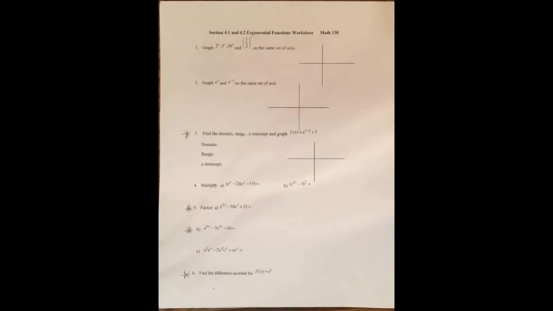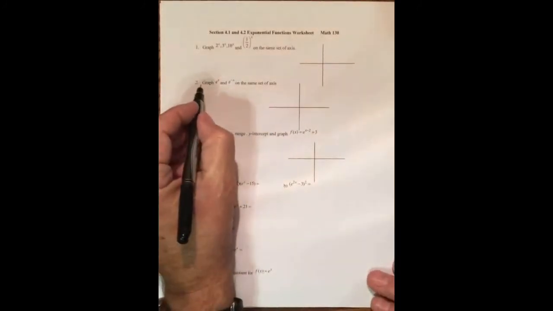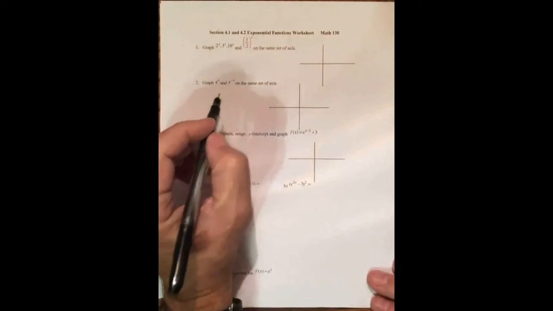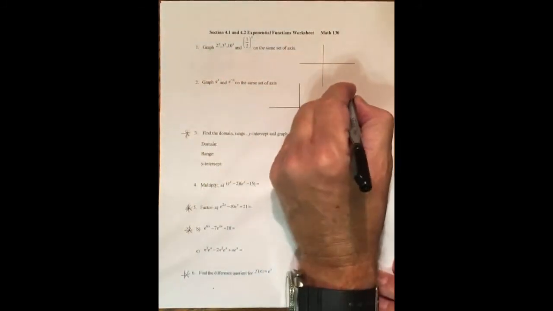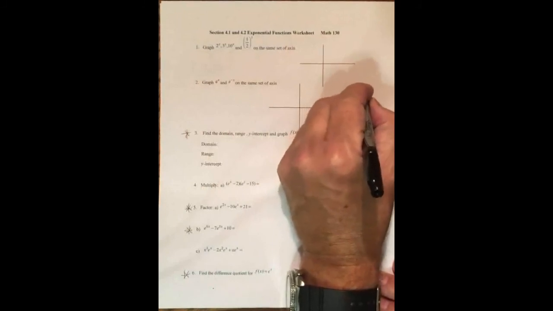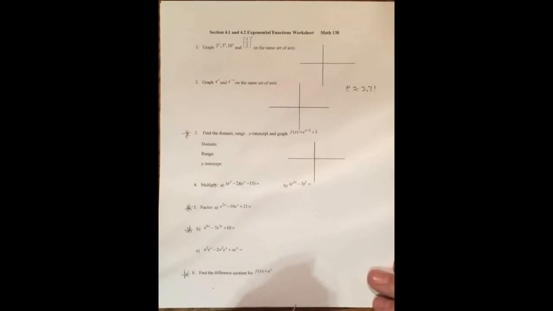All right, here's a worksheet from 4.1 and 4.2. And we're just going to do some of these. Look at number 2, for instance. We want to graph e to the x and e to the minus x on the same set. Well, remember, e is a number that's roughly 2.71. So e is bigger than 1.